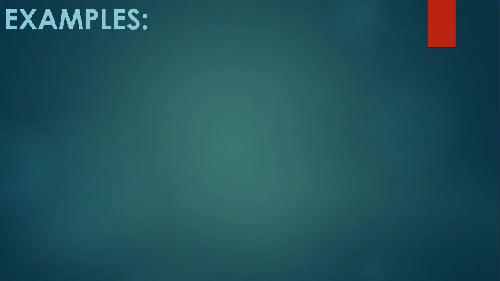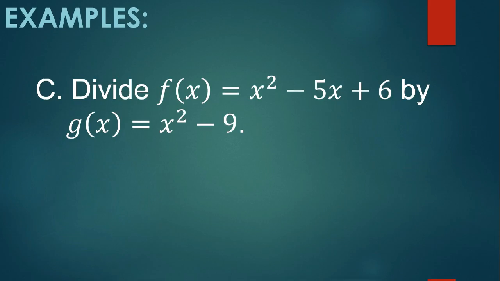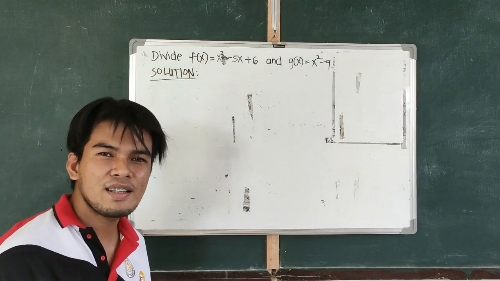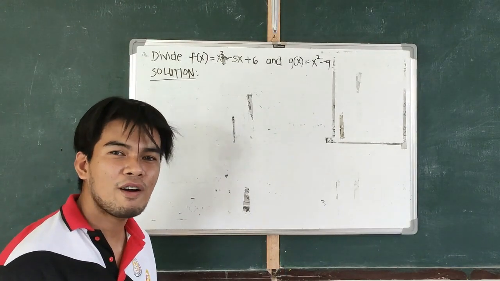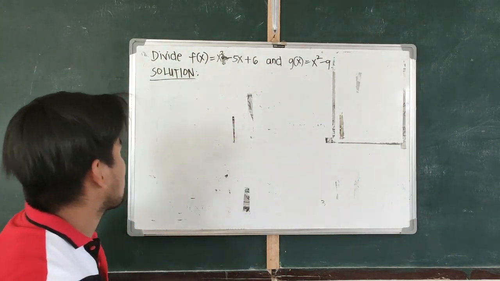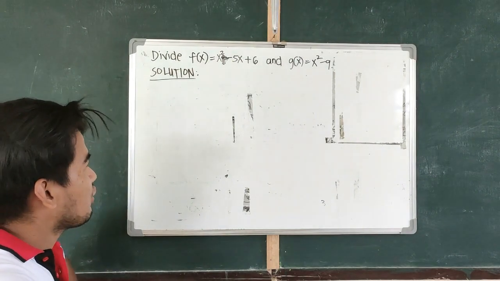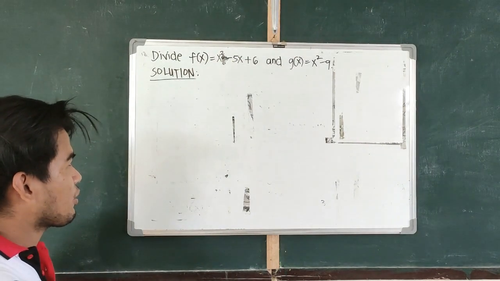Example for dividing functions. Divide f of x is equal to x squared minus 5x plus 6 by g of x is equal to x squared minus 9. So for the solution, watch this video. This is the example in how to divide functions. Okay, so divide f of x, which is equivalent to x squared minus 5x plus 6, and g of x, which is equivalent to x squared minus 9.